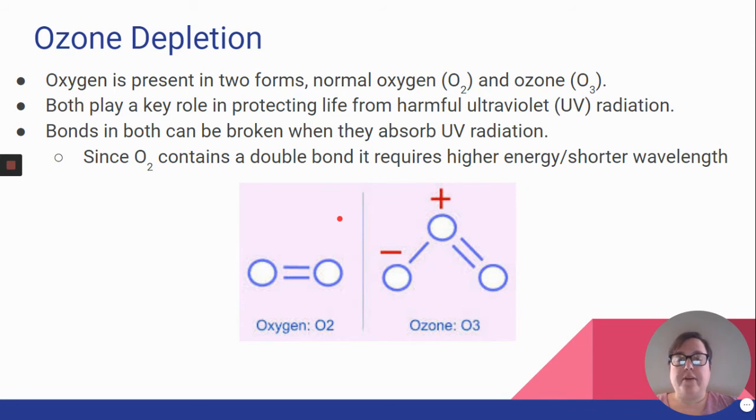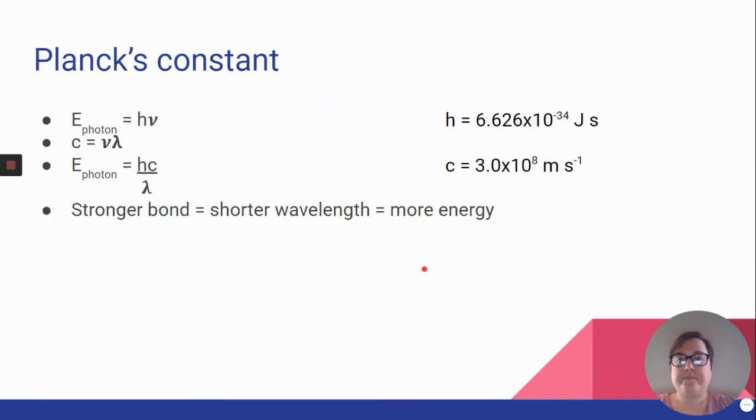Bonds in both can be broken if they absorb UV radiation. So that's how it's actually done in the atmosphere, by absorbing that UV radiation from the sun, which is what we want. We want it to absorb that UV so we aren't exposed to as much UV radiation. Since oxygen requires a double bond, it's going to need more energy to break than the 1.5 bonds of ozone.